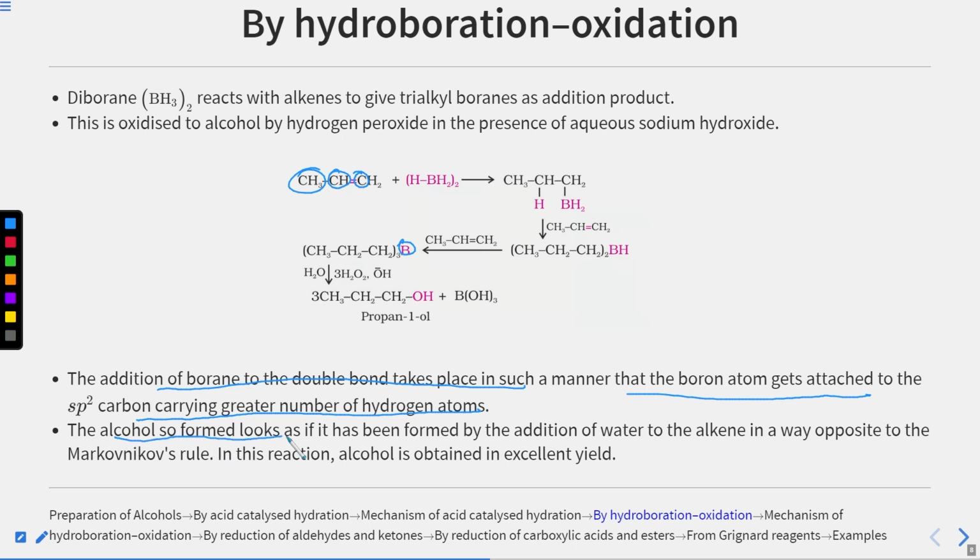Now the alcohol so formed looks as if it has been formed by the addition of water to the alkene in a way opposite to the Markovnikov rule. Okay, so it may look at first like, if it was your simple H2O addition in the presence of acid, then OH would be added here, but instead it is added here, so it is kind of anti-Markovnikov. But remember, this will not always be followed. So remember the basics. In case you are adding water acid catalyzed, look for the more stable carbocation. There the negative part will go. If you are doing the hydroboration oxidation, look for the carbon which is less sterically hindered. So we will look at its mechanism to get the idea why it is so.